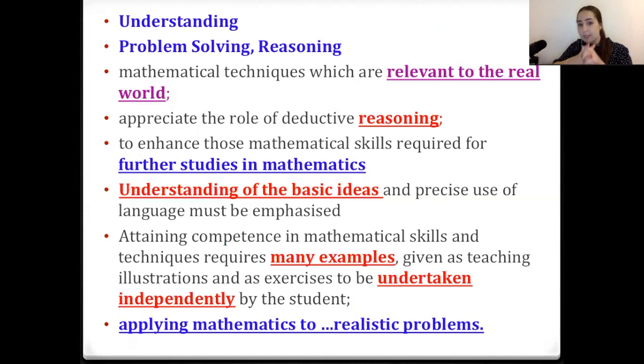So problem solving and reasoning are your higher order thinking, so it's your ability to apply and analyze. Mathematical techniques, which are relevant to the real world, so that's your band 6. So it's your ability to combine your fundamental concept with your analyzing and your applying. So together, they form your band 6. Appreciate the role of deductive reasoning. So I've put this down as red, which is fundamental concept, because I believe that if you know the fundamental concept, then you know where it comes from. So you can reason and you can show some proof.